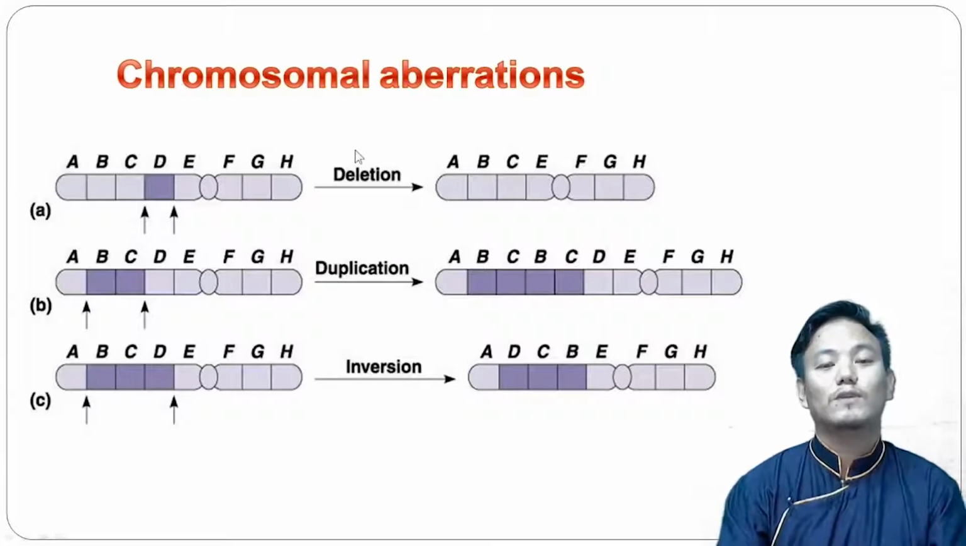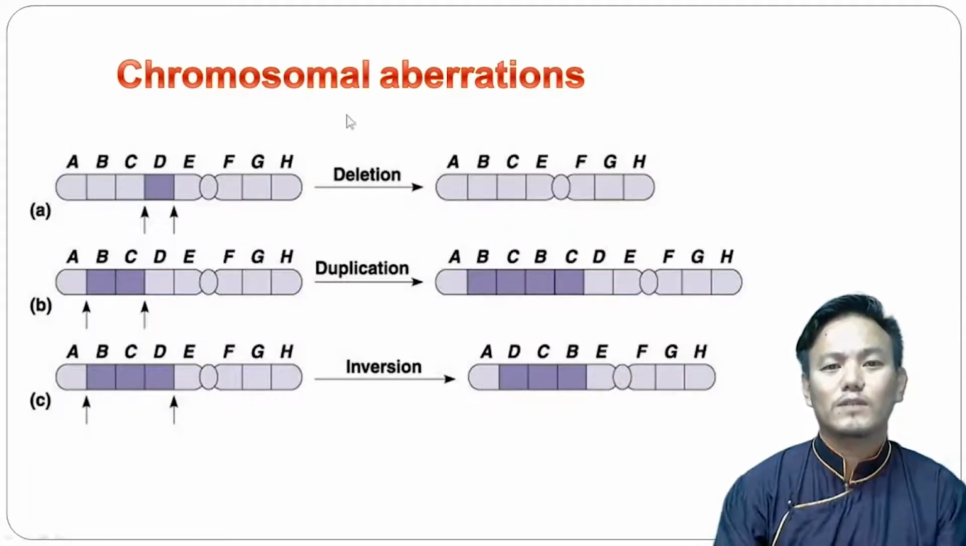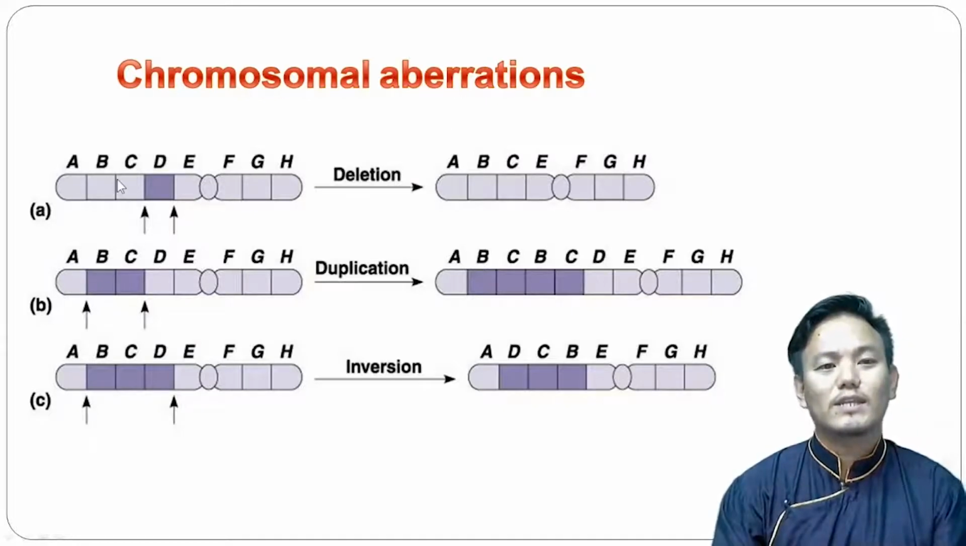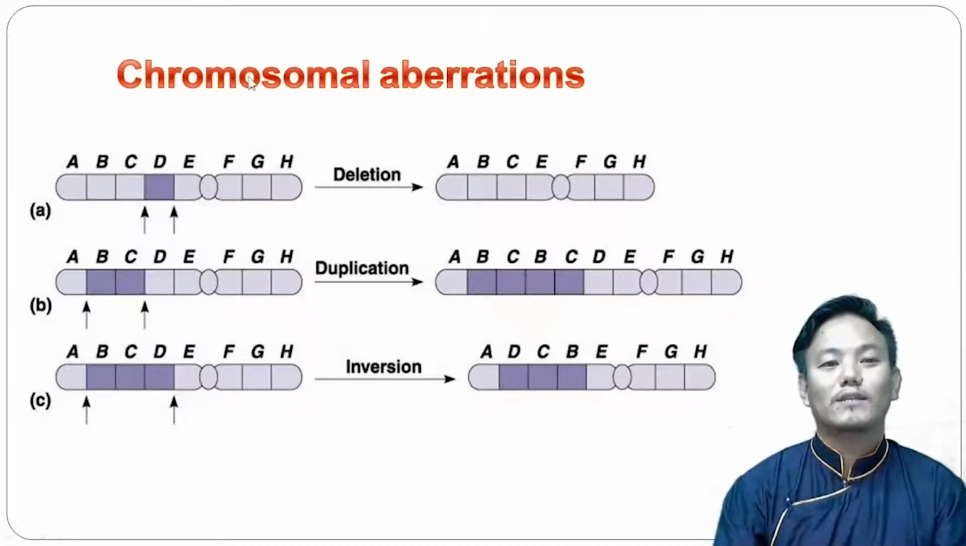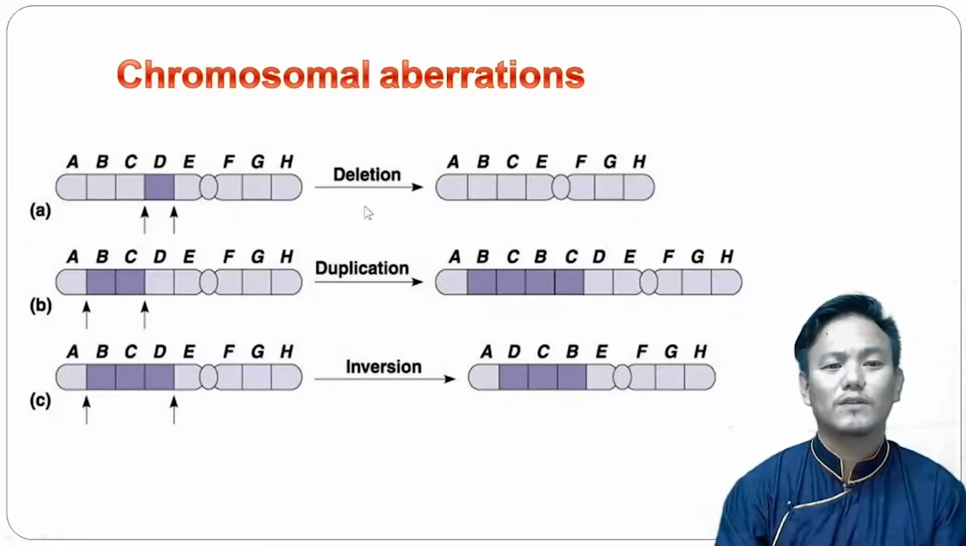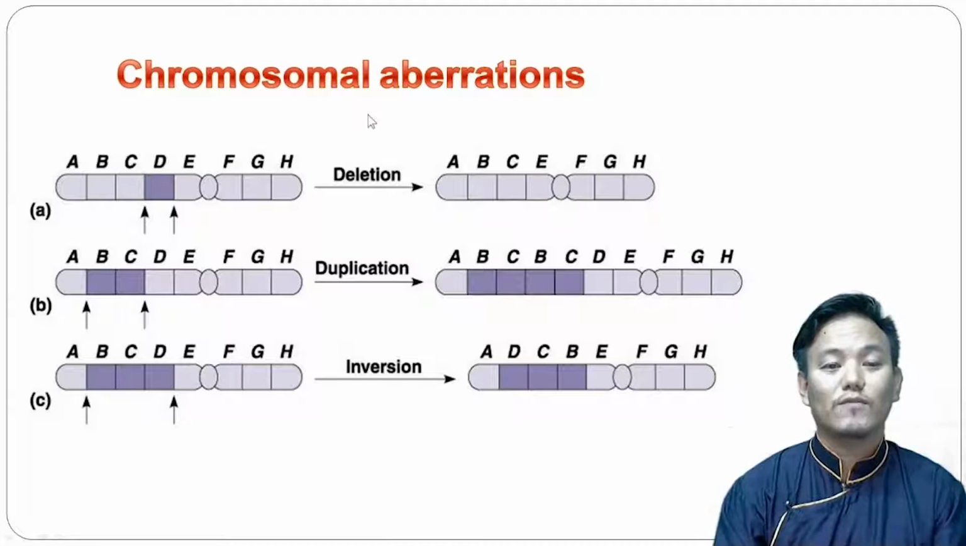So the first one is chromosomal aberrations. We are studying this because we know that chromosomes are formed by DNA, right? So if there is a loss or gain of DNA segments, that will lead to chromosomal aberrations. So let's see this first one. The chromosomal aberrations are of these three types. There are actually more than that, so let's discuss these three first: deletion, duplication, and inversion.